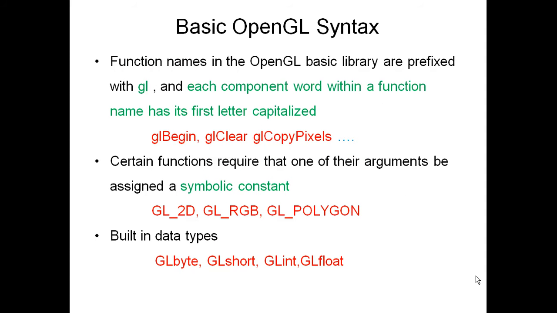Basic OpenGL syntax. Function names in the OpenGL basic library are prefixed with gl, and each component word within a function name has its first letter capitalized, as glBegin, glClear, glCopyPixels. Certain functions require that one of their arguments be assigned a symbolic constant. Examples: GL_2D, GL_RGB, GL_POLYGON. Other built-in data types are GLbyte, GLshort, GLint, GLfloat.